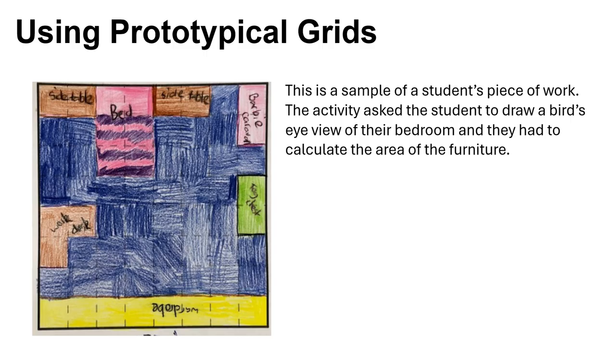So we can see that the bed is 6 square centimeters. We can see a side table is 2 square centimeters. And we can see the wardrobe along the bottom there. I also got them to calculate the area of the carpet as well. This was done with grade 2 students back in 2021.